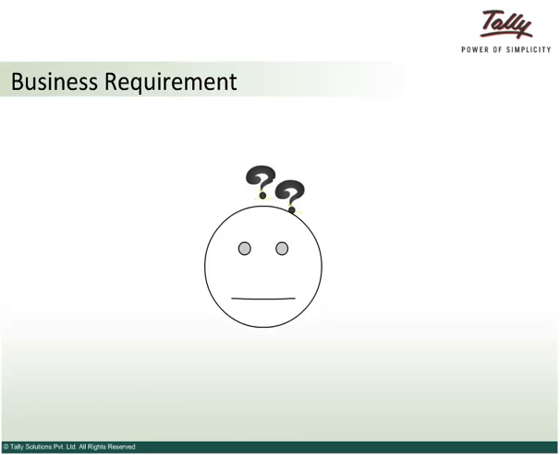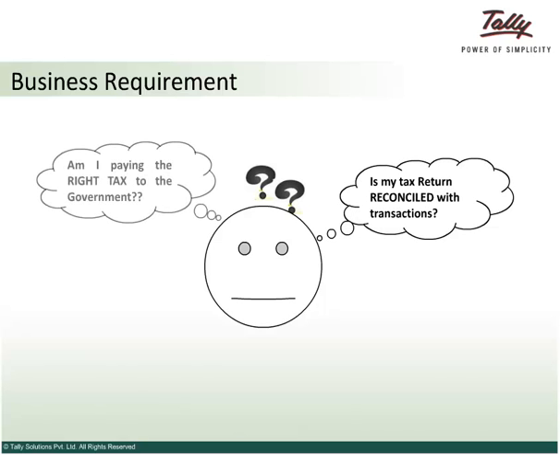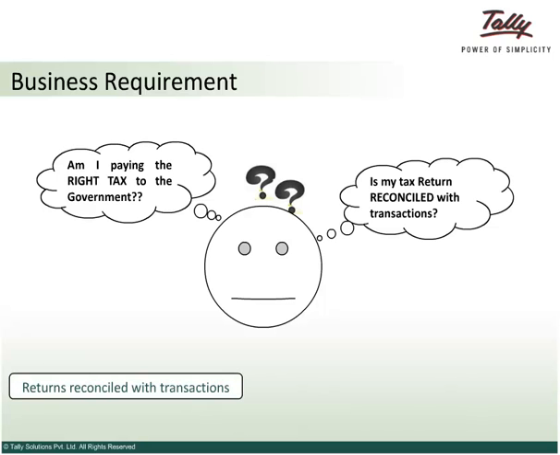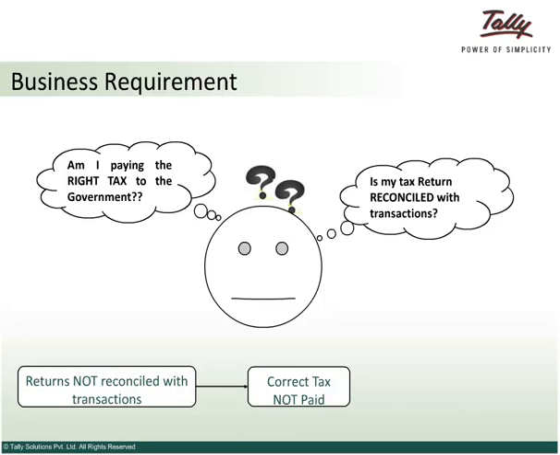The two big questions for a business are: is the tax return reconciled with transactions, and is the correct tax being paid to the government? If returns are reconciled with transactions, and the correct tax is paid, it is business as usual, no problem. But if there are errors in the returns, or if the incorrect tax is paid to the government, there are penalties, fines, etc.